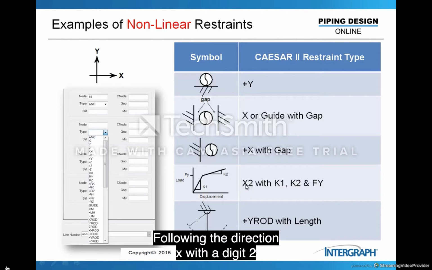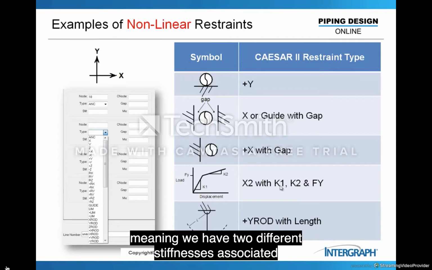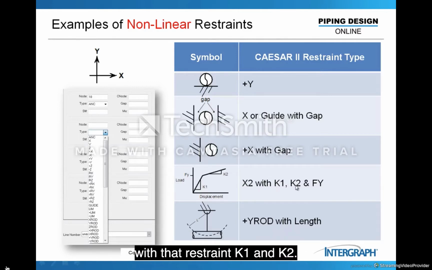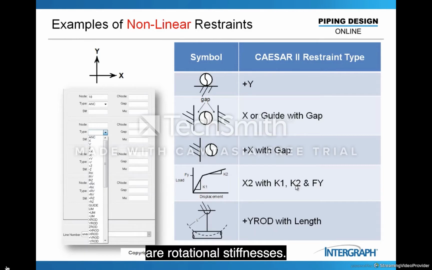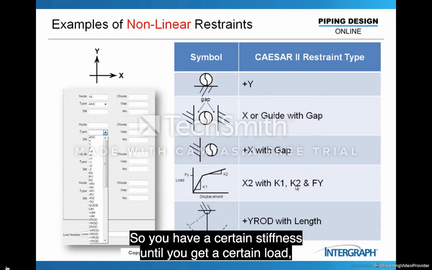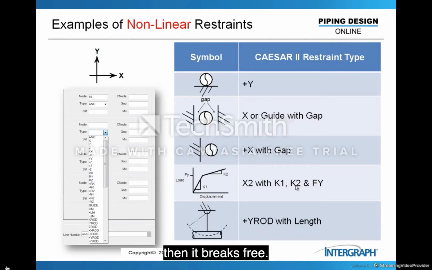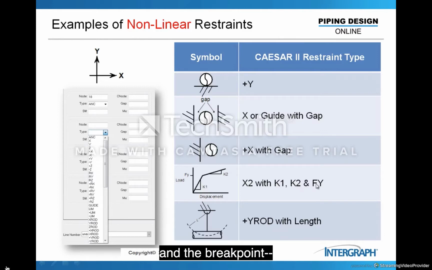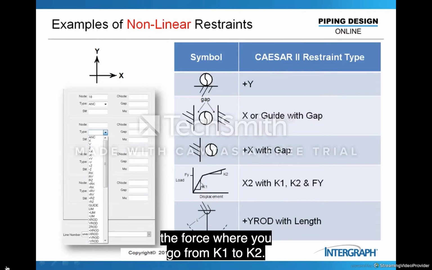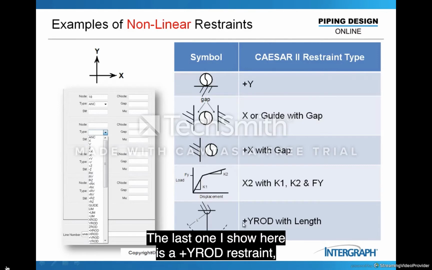Following the direction X with a digit 2 means it's a bilinear X restraint, meaning we have 2 different stiffnesses associated with that restraint, K1 and K2. This is good for modeling a ball joint, where these are rotational stiffnesses. So you have a certain stiffness until you get a certain load, then it breaks free. So you specify the initial stiffness, the final stiffness, and the break point, the force where you go from K1 to K2.